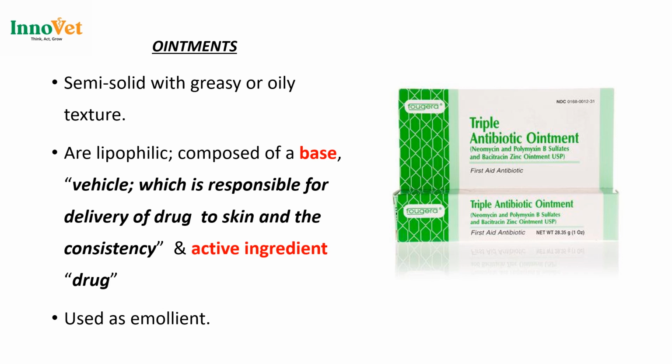So, for instance, the way you see this antibiotic ointment, meaning that this preparation has a base which is responsible for the semi-solid appearance, but the active ingredients in it are the antibiotics. For instance, the neomycin and the polymyxin and the bacitracin, as it is in this triple antibiotic. These ointments can be used as emollient. Emollient is something that has the ability to soothe or to soften.